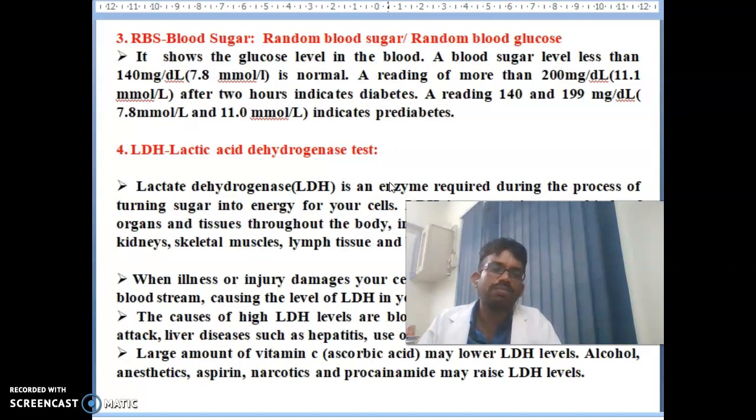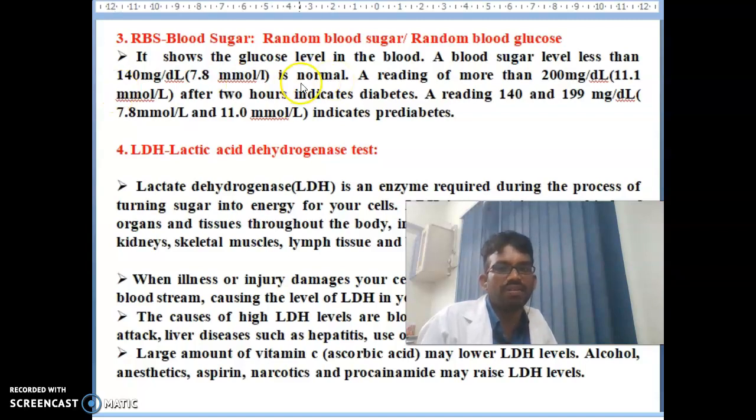Next topic is the RBS, like sugar levels. This is also one of the major roles in corona treatment. You can see random blood sugar, the random blood glucose. It shows the glucose level in our blood, how much glucose is present in the blood. You can find out from the RBS test. Blood sugar levels less than 140 milligrams per dL means it is normal. If the reading is more than 200 milligrams per dL, then after 2 hours it indicates diabetes. A reading of 140 to 199 milligrams is the indicator of pre-diabetes. You find these things out from the RBS, how much sugar is in our blood.